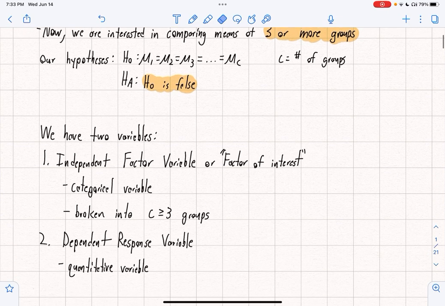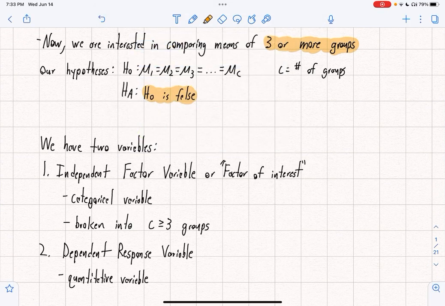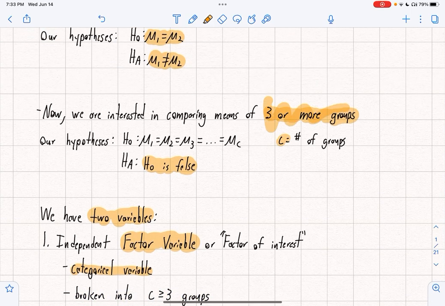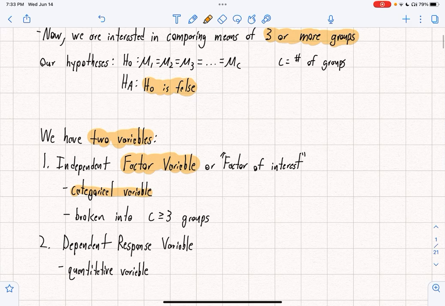So in this scenario, we have two variables. The first is our independent factor variable. Our factor variable, or our factor of interest, is categorical, and it'll be broken into C greater than or equal to 3 groups. So up here, we were saying 3 or more. C is the number of groups. So the number of groups is simply determined by our factor variable. However many levels of our factor, however many groups of our factor, we're going to say that number is called C, and it needs to be at least 3. And that is what's going to determine our populations.